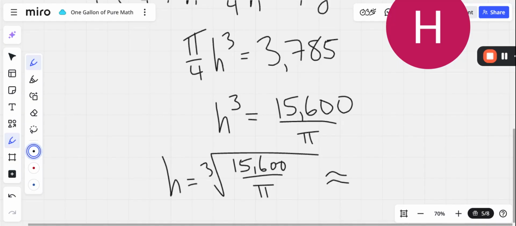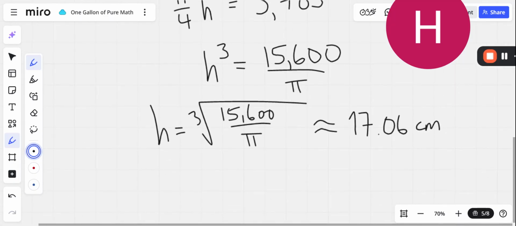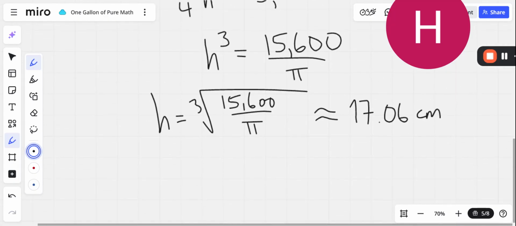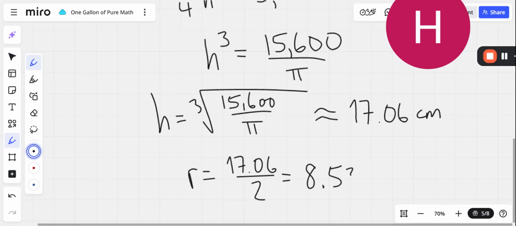And this is going to be, let's see, approximately, let's get a good approximation for it. Do this on my calculator. Approximately 17.06, and this is going to be in centimeters. So the height is going to be 17.06 centimeters, and the radius, since it's the height over 2, is going to be this divided by 2, or approximately 8.53 centimeters. Those are the dimensions of the can.